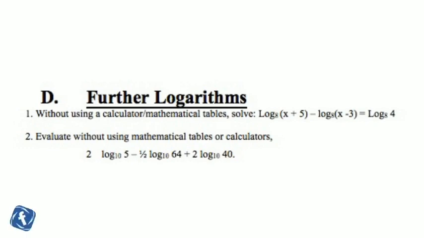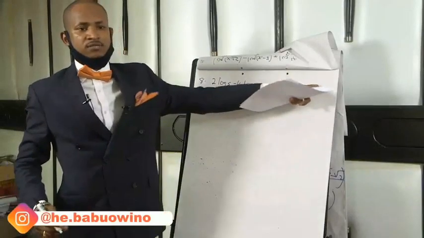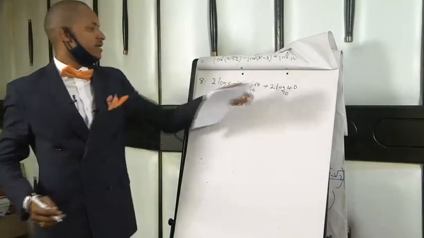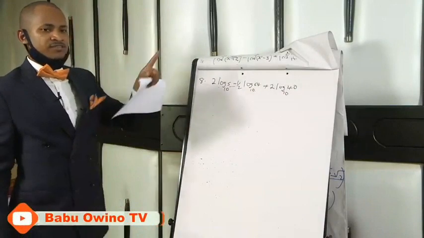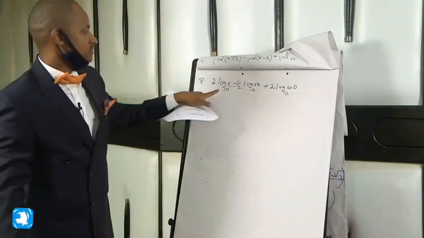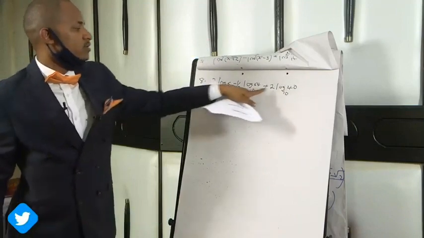Remember, this is evaluate, not solve. You solve only when it is equated to something. But when you are told to evaluate, it is as good as simplify. I told you the first thing to check is the bases. The first question we dealt with logs to base 8. Now we are dealing with logs to base 10.